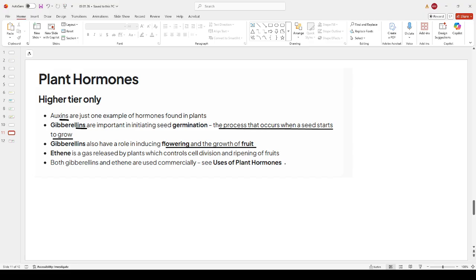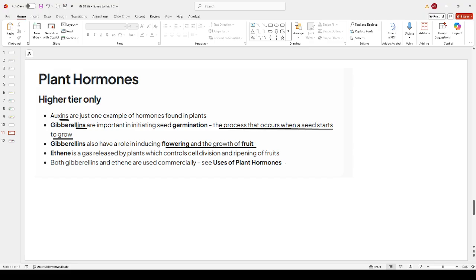So when the flower starts to develop, flowering, and then the second thing is that gibberellins are important for seed germination, essentially when the seed starts to grow. So gibberellins is an important hormone for plants. Auxins is for growth, gibberellins is for reproduction, and then they spoke about ethene. So ethene is a gas released by plants which controls cell division and the ripening of fruits.